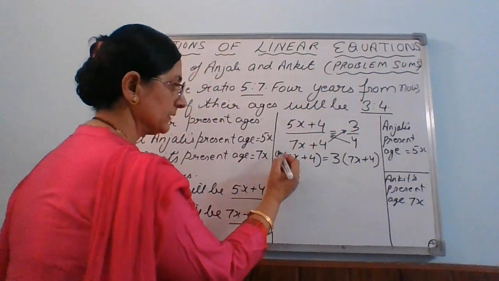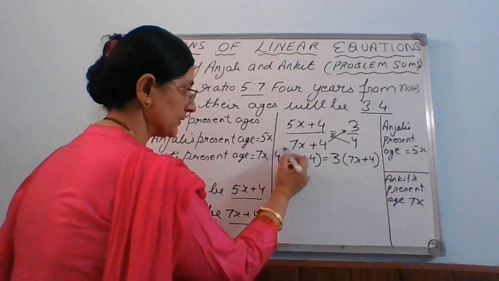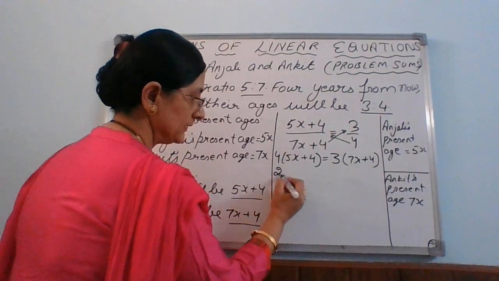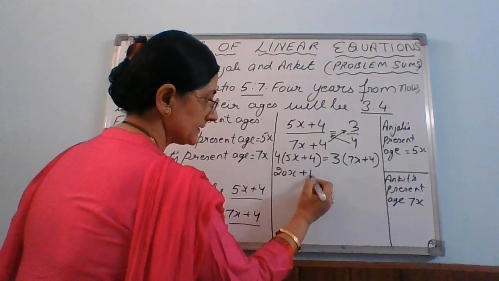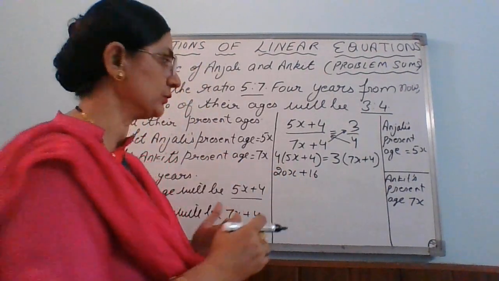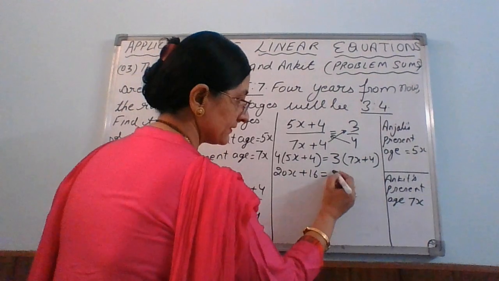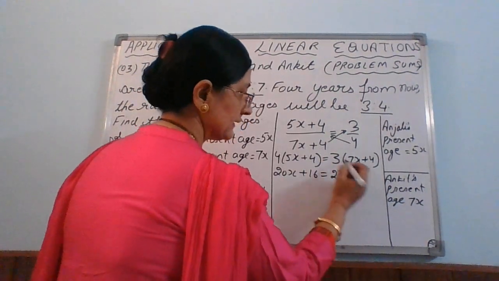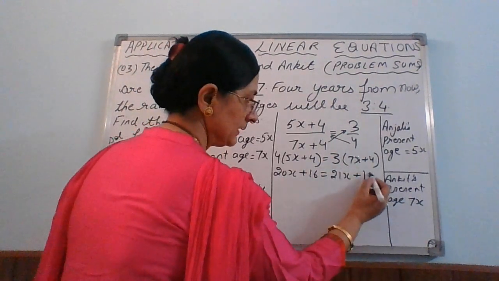Now 4 is here, you have to multiply this 4 by this also and this also. 4 5s are 20x, 4 4s are 16. दोनों का साइन पॉजिटिव है. You have to be careful about the signs also. Now here 3 7s are 21x and plus 3 4s are 12.